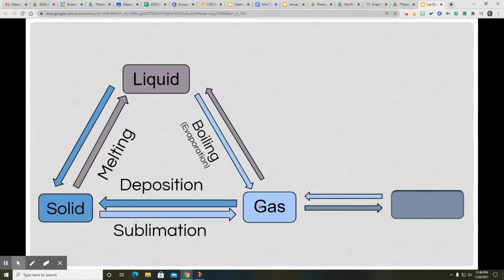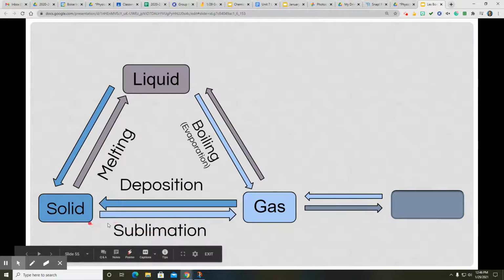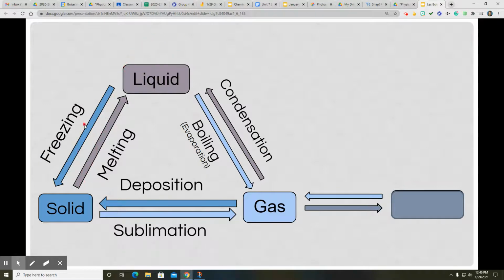To go from a solid to a gas is called sublimation. So a good example there is when you have dry ice, it is going from that solid directly to that gas. A gas to a liquid is condensation, and then a liquid to a solid is freezing.